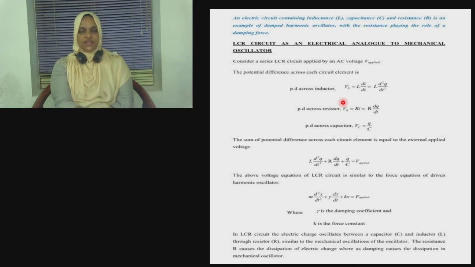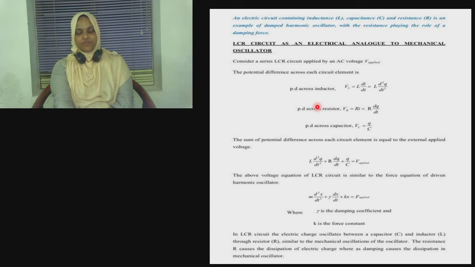If an external voltage is applied to an LCR oscillator, the potential difference across the inductor will be VL, which is equal to L into di by dt, where L is the inductance and di by dt represents the rate of change of current. But we know that current I is equal to dq by dt. So di by dt is equal to d square q by dt square, where q is the charge. Then the potential difference across the inductor is equal to L into d square q by dt square.